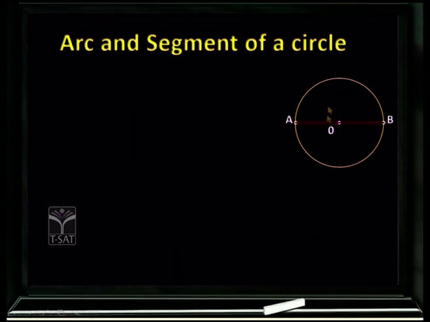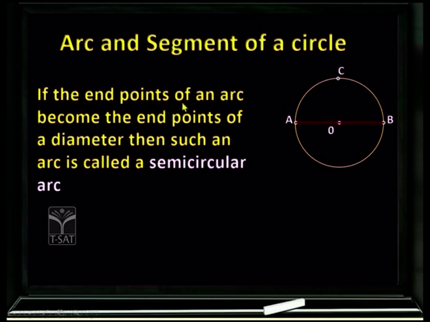Now, let us see, this is a circle and AB is a diameter. A and B are the end points of the diameter and C is a point. If the end points of an arc become the end points of a diameter, then such an arc is called a semicircular arc. So, here ACB is a semicircular arc. If I take a point here as D, ADB will also be a semicircular arc. So, a circle divides into two equal semicircular arcs.